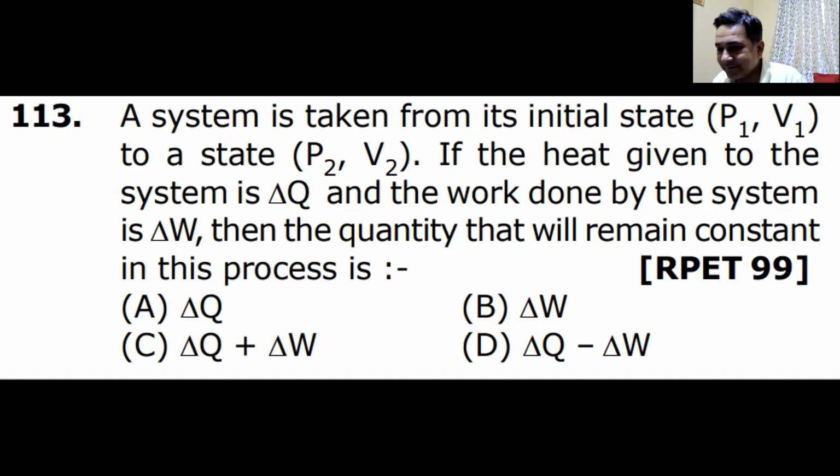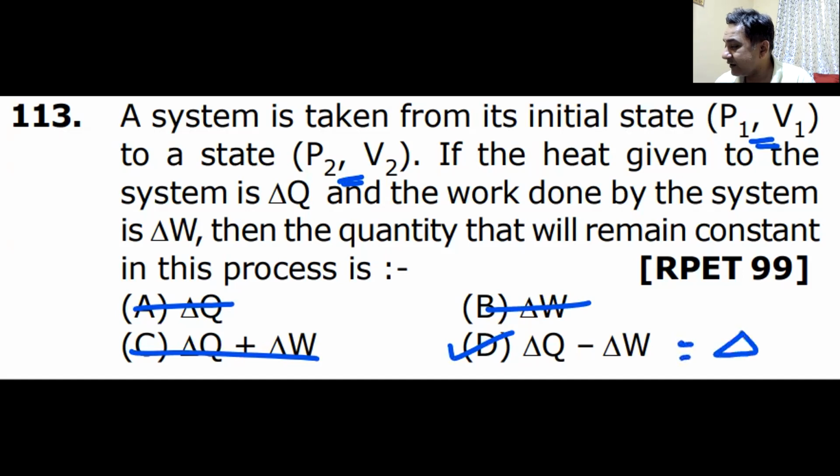Okay. Chalo. What about this one? Which process are they talking about? They have not mentioned temperature here, so the process they are talking about will happen at constant temperature. Therefore, it's an isothermal process. If it is an isothermal process, delta Q does not remain constant. Delta W does not remain constant. Delta Q plus delta W is nothing. So the answer is delta Q minus delta W, because that is equal to the change in internal energy, and internal energy does not change. Do we understand this? Yes or no?